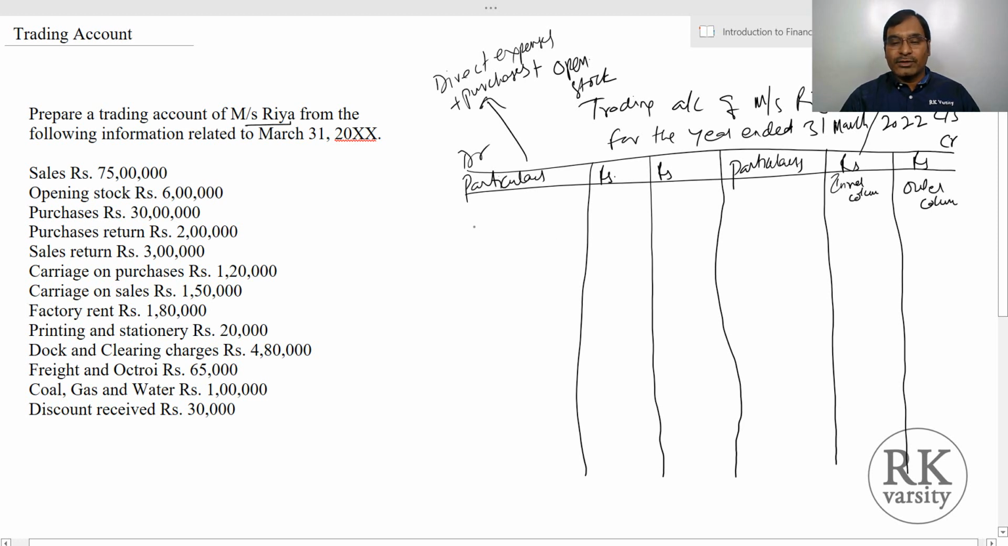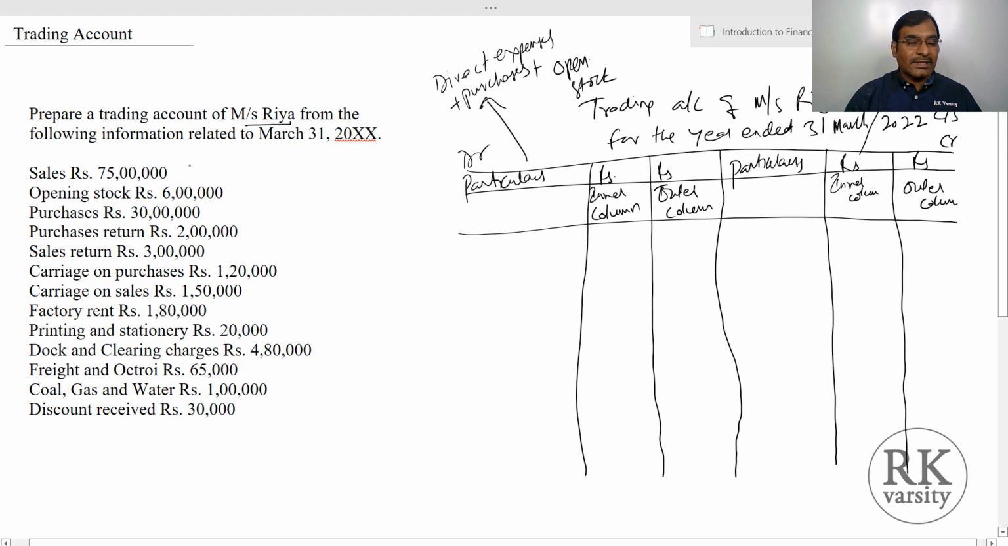Why we should have an inner column and an outer column is that if you have to make any corrections or adjustments, we make them in the inner column and then carry the result to the outer column. You don't need to write inner column and outer column, I wrote this here just as I'm explaining. What we have to do is, for each transaction, identify whether it goes to the debit side or the credit side.